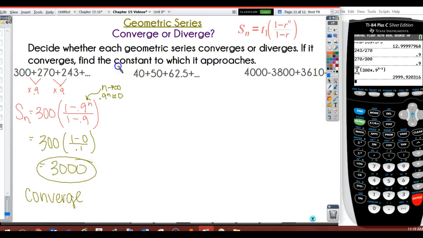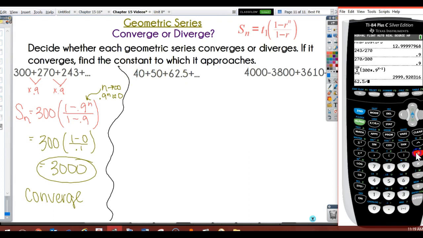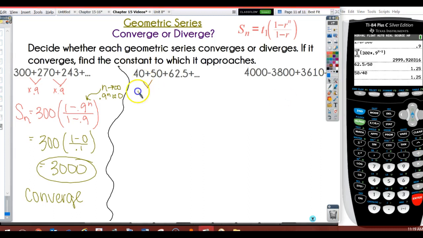So in our next one, same idea. We have another geometric series, and so we want to first find this r. So I'm going to take 62.5 divided by 50, take 50 divided by 40, and so I get 1.25 is my r value.